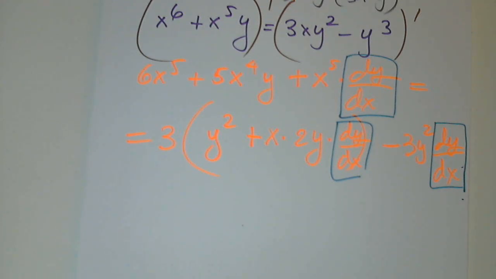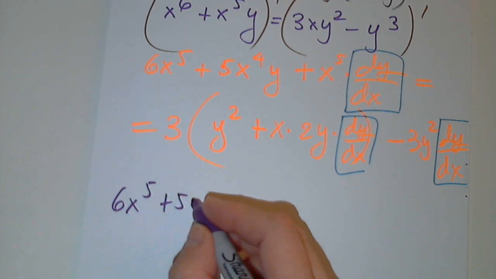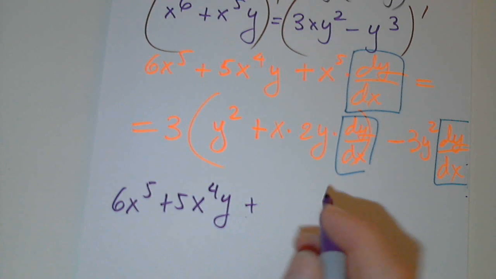Can't you just add that x to the fifth dy dx to the 6 x to the fifth? Or no? You mean these two? No, the 6x to the fifth, and then or can you not do that because of the dy dx? Right. They're not like terms. This is like, let's say z, 6z, but this is zy or zt. Right, so 6z plus zt are not like terms. So 6 x to the fifth plus 5 x to the fourth y. I'm going to write the whole thing one more time.